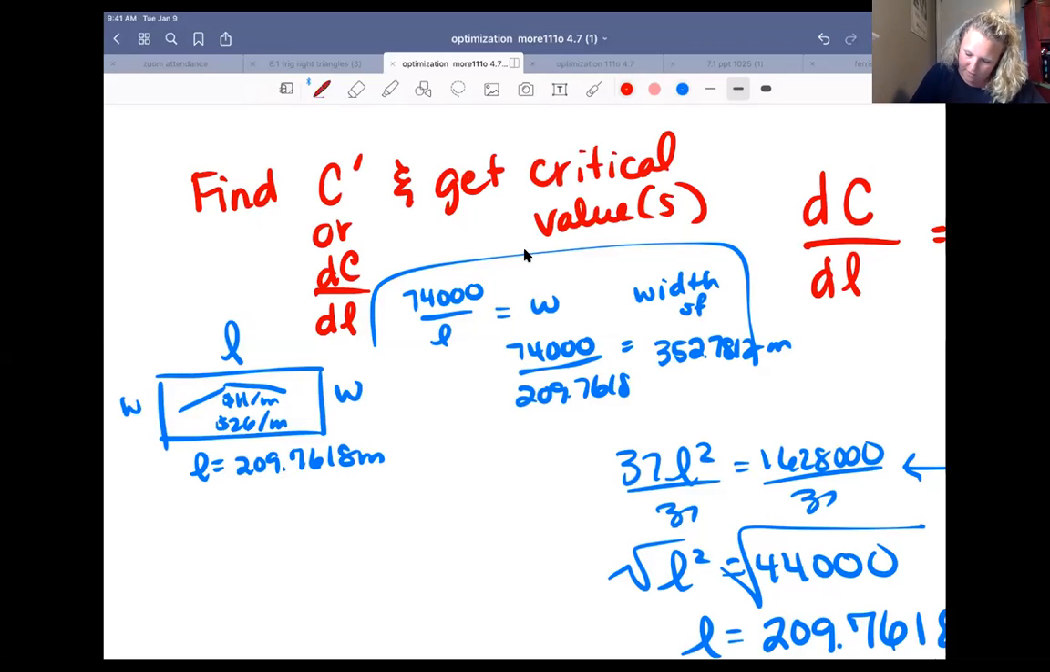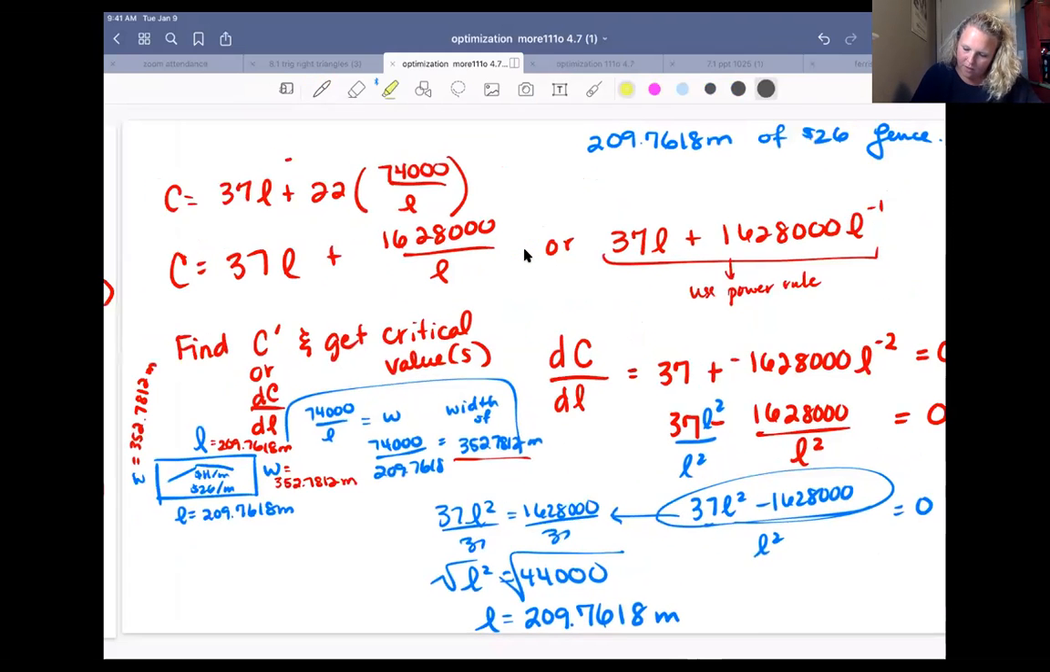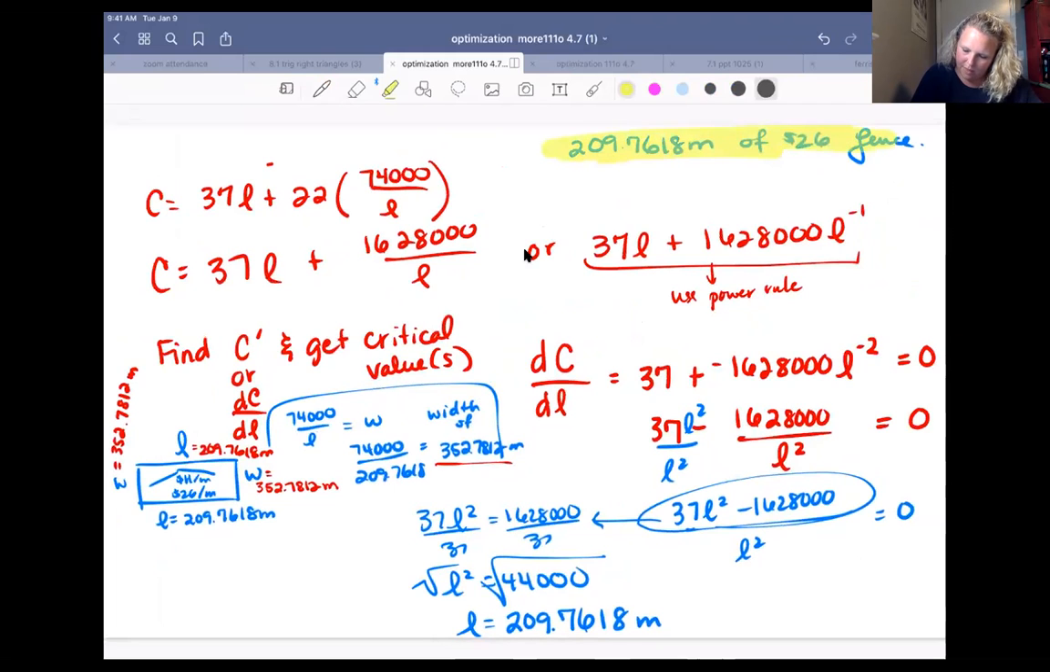So this width is 352.7812 meters. This length is 209.7618 meters. And this width is also 352.7812 meters. Okay, so again, get some color going. 209 meters of the $26 fence.